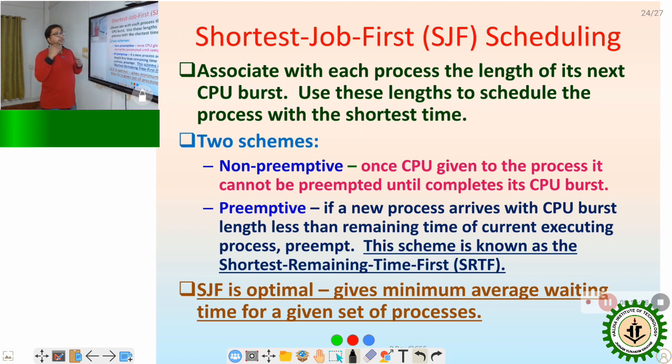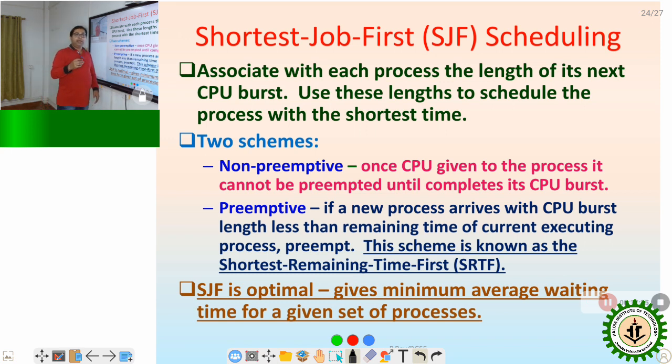Okay, that means the process which has a lower execution time will have a higher priority than the other processes. So it associates with each process the length of its next CPU burst. Use this length to schedule the process with the shortest time. Now there are two schemes. In shortest job first, there are two things: one is preemptive, another is non-preemptive.